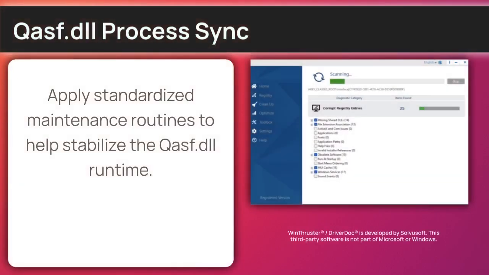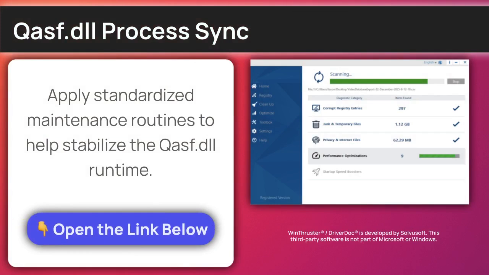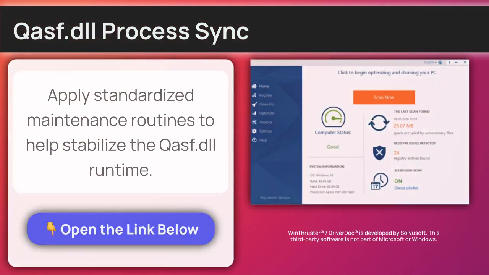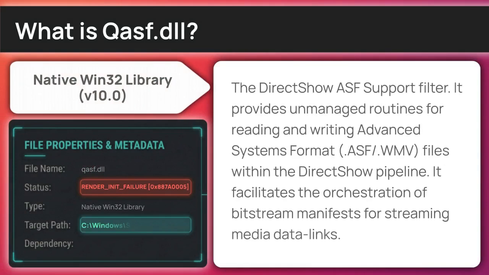To start our troubleshooting for QASF Library, you can follow my manual steps or use a utility for a clean environment review. This is the QASF Library, the DirectShow ASF Support filter. It provides unmanaged routines for reading and writing advanced systems format .yol, .yasf, and .wmv files within the DirectShow pipeline. It facilitates the orchestration of bitstream manifests for streaming media data links. With that context in mind, our first logical step is a clean reinstallation.